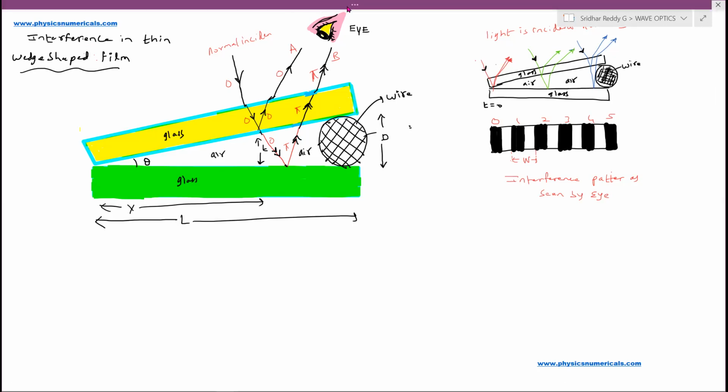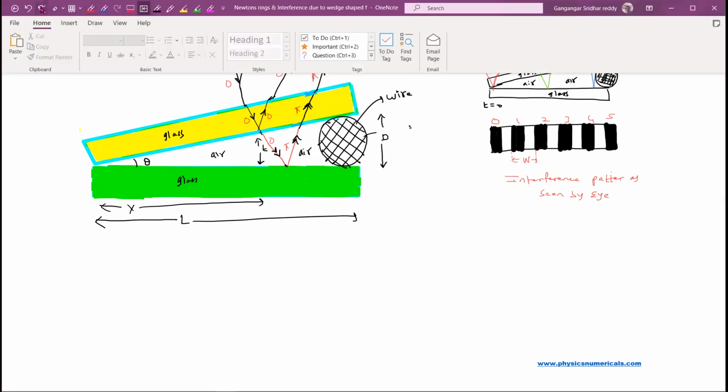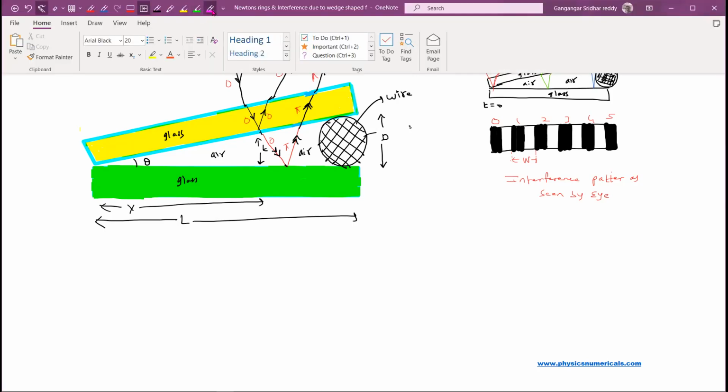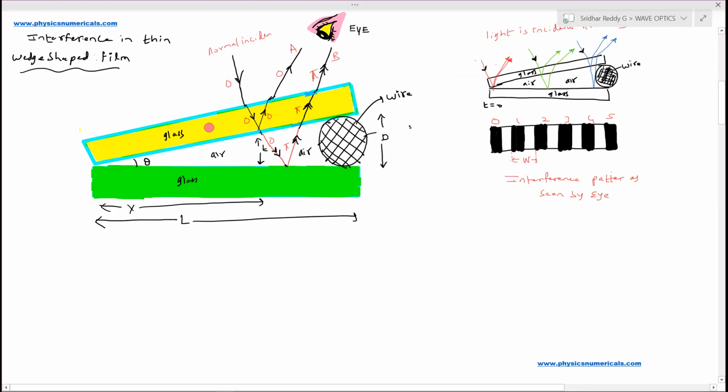If you look at the diagram, I'll take two glass plates. Let me make a small angle of inclination. There's a lower glass plate, and on it I'll keep another glass plate. Let there be a wire placed at one end. At the other end, these two plates will be in contact. This theta will be very small.